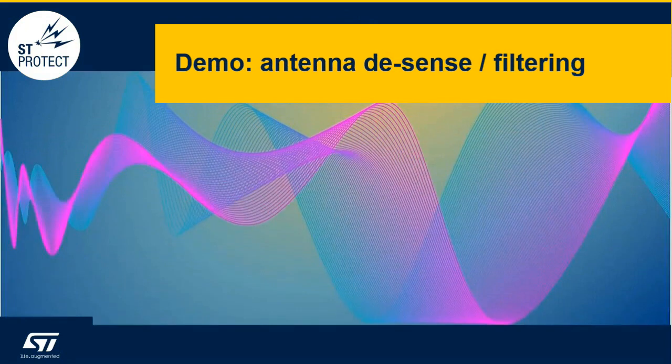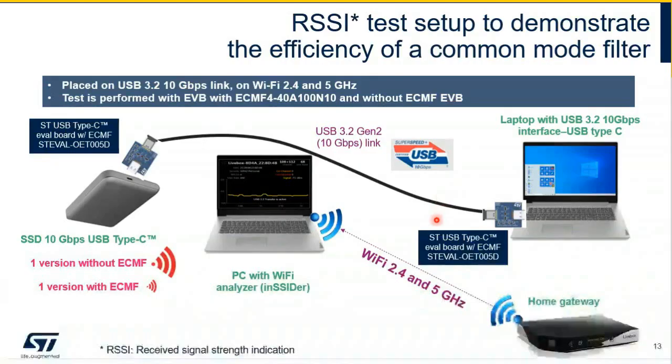Okay, hello everyone. In this part, we will see some application examples and demonstrations that we made in our laboratory. First of all, we will show the interest of our filters to remove the common mode noise, and then that it is transparent for the application. That means it does not degrade the useful signal. So the goal of these demonstrations is to show the impact of our filters to be able to suppress the antenna desense phenomenon, as explained before.